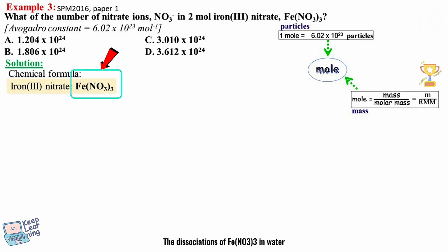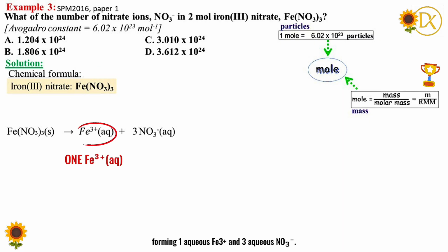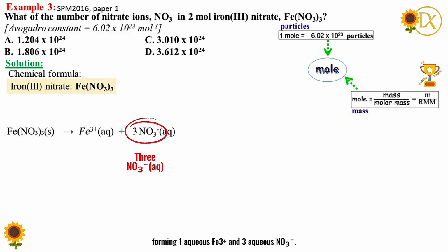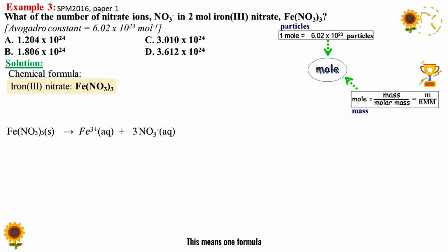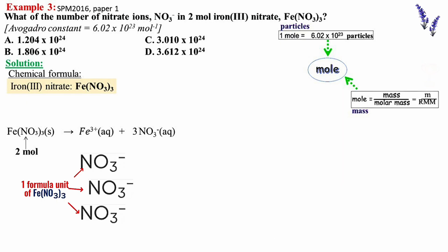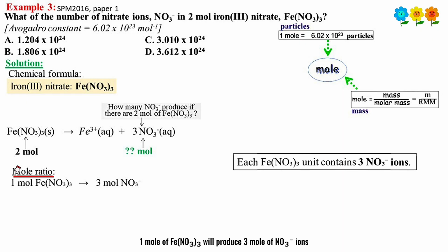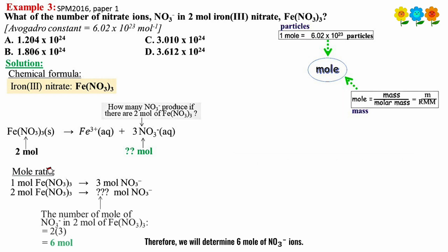The dissociation of iron 3 nitrate in water breaks it into its constituent ions, forming one aqueous Fe3+ and 3 aqueous nitrate ions, NO3-. This means one formula unit of iron 3 nitrate contains 3 nitrate ions. From the question, we need to determine how many nitrate ions are produced if there are 2 mole of iron 3 nitrate. By using mole ratio, 1 mole of iron 3 nitrate will produce 3 mole of nitrate ions. Therefore, we have 6 mole of nitrate ion in 2 mole of iron 3 nitrate.